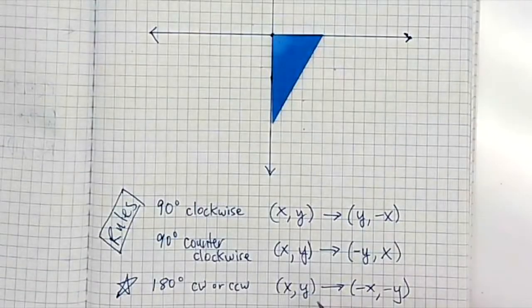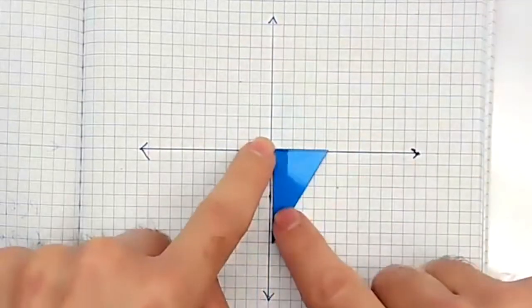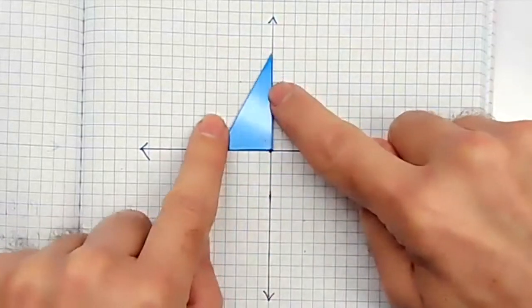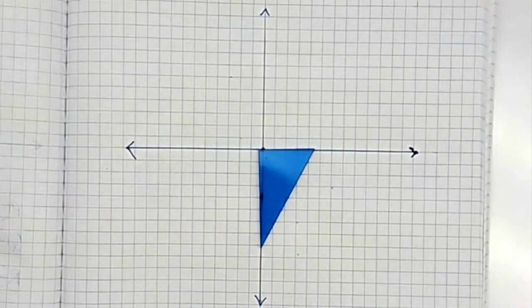So notice in my rule, (x, y) maps to (-x, -y). Again, this is different because the x is in the first position again. They don't switch. Why do the signs change? X goes from negative to positive, and the y goes from positive to negative. Very simple rule. You want to memorize this one, right?